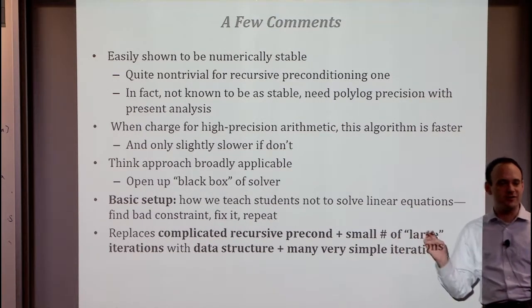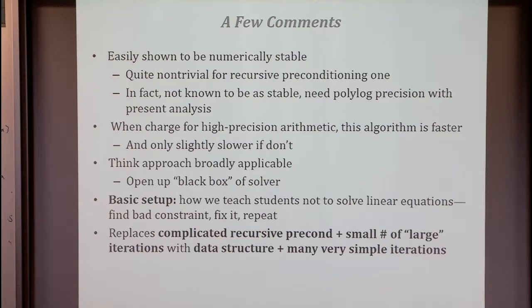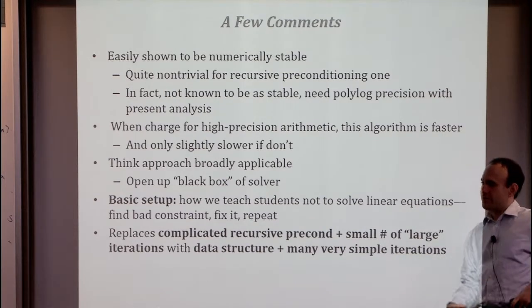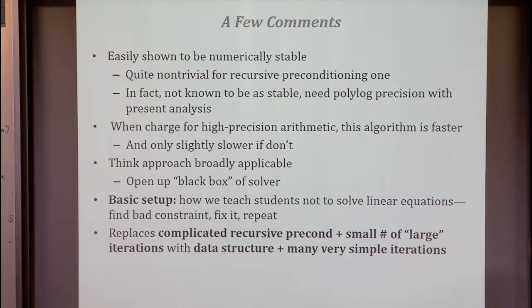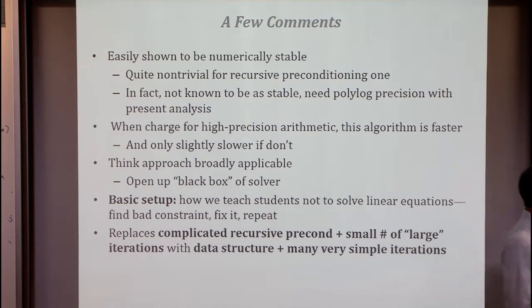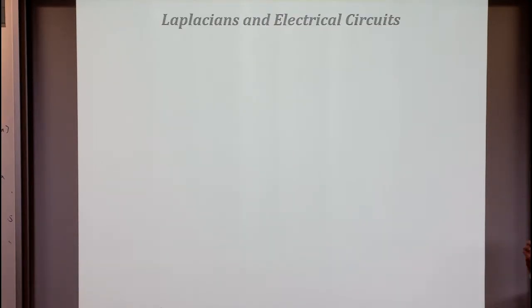What's interesting also is, I said before, you should look for where the hard part goes. The recursive preconditioning one did it by the greedy elimination step and the recursion. Here, we're going to do it with a very simple data structure. The recursive preconditioning and small number of large iterations is going to become a simple data structure, which you can think of as choosing the right basis to work in, and then a large number of very simple iterations.